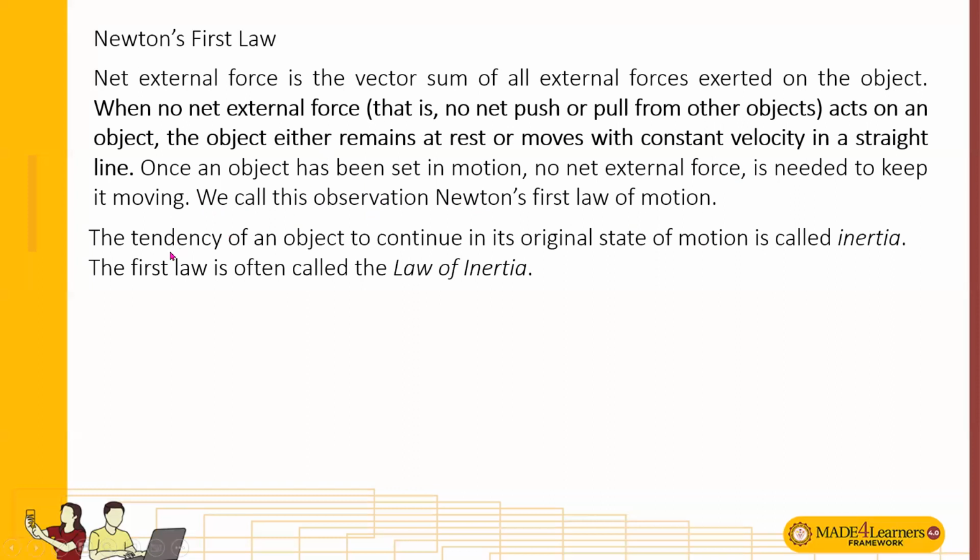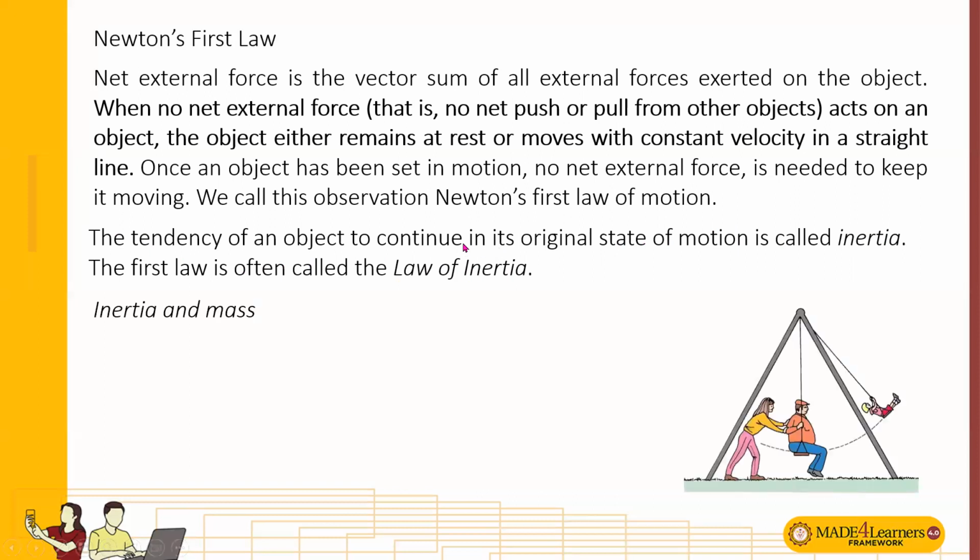So for it to be kept moving at constant velocity, there should be no net external force, because of this explanation: the tendency of an object to continue in its original state of motion. It's because of what we call inertia. That's why this first law of motion is called the law of inertia. So mass and inertia are related.